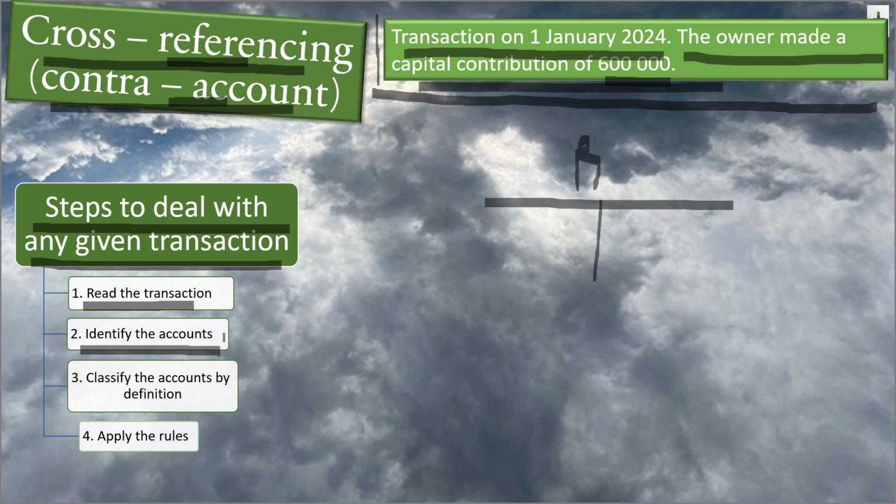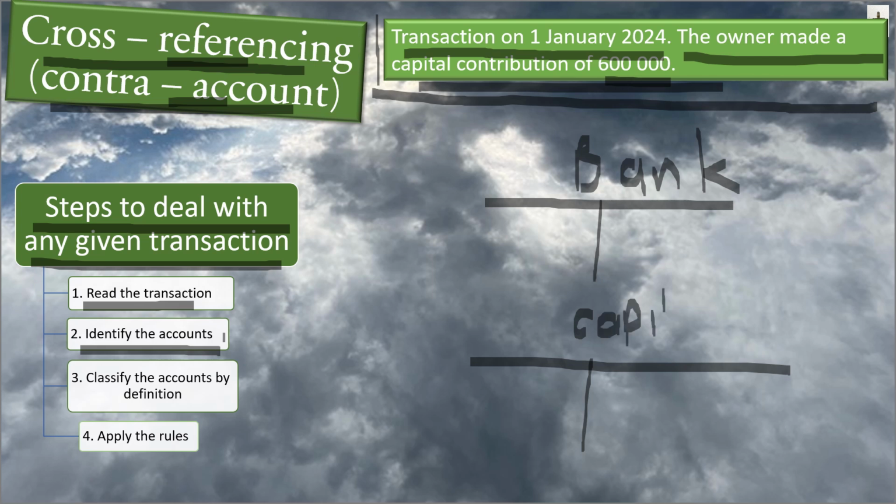Identify the two accounts involved. So the one account will be the bank account of the business. And look, I'm using T accounts to explain this. The second account is the owner's account, which keeps a record of what the owner puts into the business. And that account is called the capital account. Now these are the two accounts which result from this transaction.